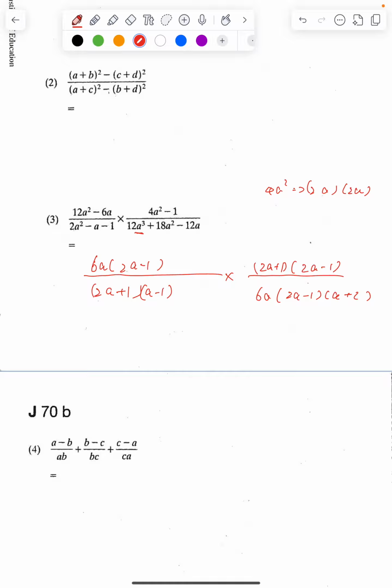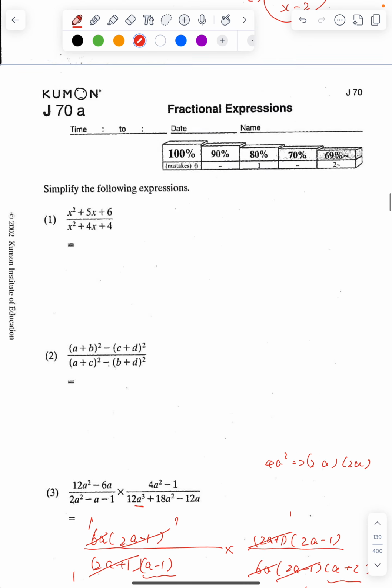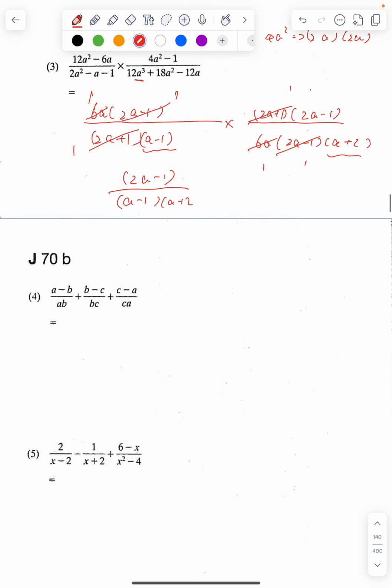Okay, so I can reduce across the board. I can do 2a plus 1 over here, and 2a plus 1 over here. And then I can do the 6a over here, and 2a minus 1, 2a minus 1 again. Anything else can reduce? Not really. So then on the top will be 2a minus 1. On the bottom, I'll have a minus 1 that's coming from here times a plus 2 that comes from here. Okay. All right. So these are the questions on page 70.